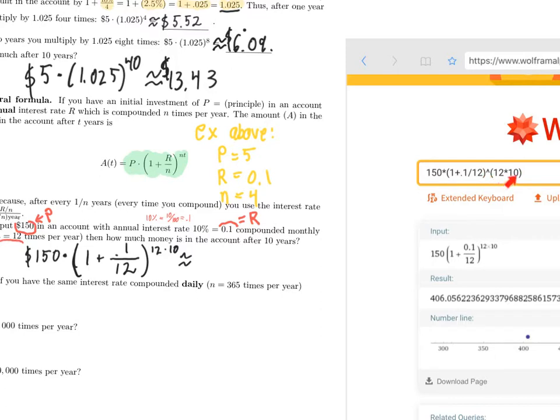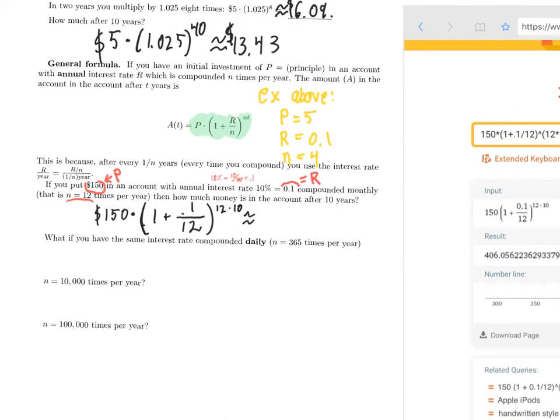And notice these parentheses are important. I need 12 times 10 to be in the exponent. If I don't have those parentheses there, the order of operations will say, well, you need to exponentiate first and then multiply, which will not be what I want. And that $150 in 10 years at this 10% interest rate will become $406 and 6 cents.